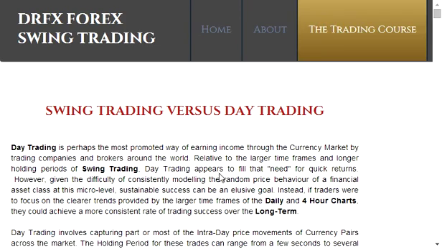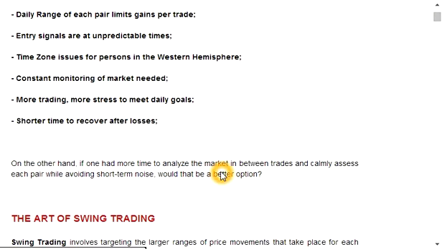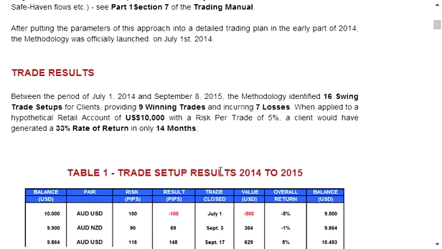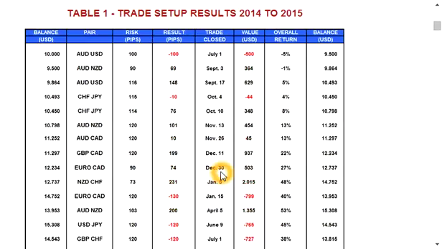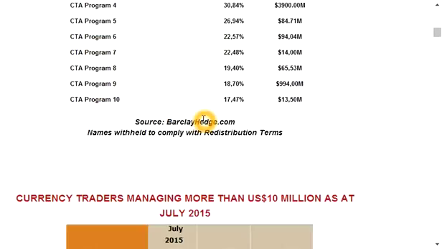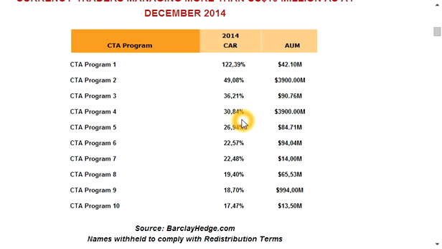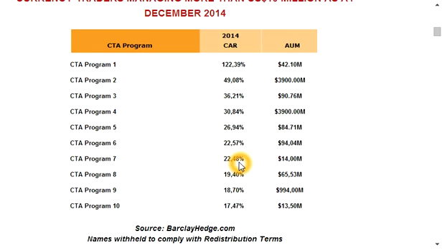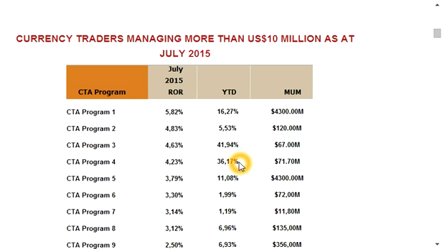in the general scheme of things, the rate of return so far of 33% is still pretty good for the time period that we've been using this methodology, and it's still comparable to the rates of return of the industry benchmark, as you can see here in the Barclays top 10 ranking for 2014, as well as so far in 2015.